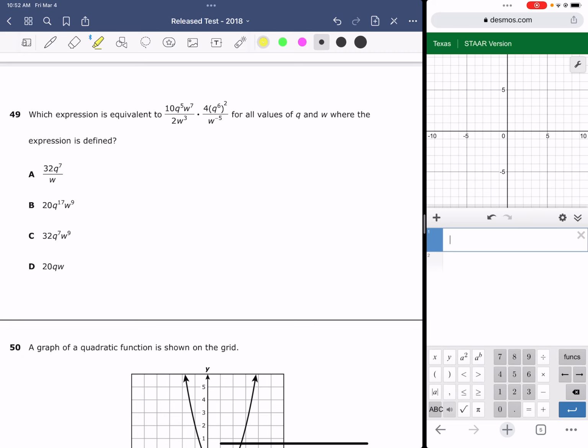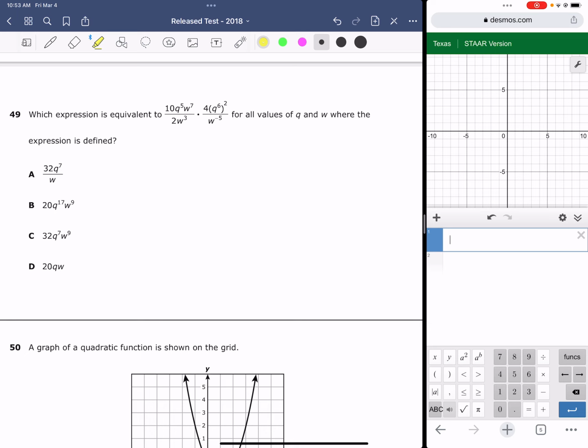Which expression is equivalent to 10q to the fifth w to the seventh over 2w cubed times 4 times q to the sixth all raised to the second power divided by w to the negative 5 for all values of q and w where the expression is defined? This can be a somewhat intimidating question, but let's try to take it in some chunks.